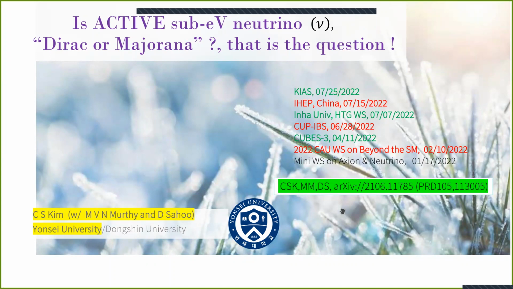So today the title is as shown here: is a sub-eV active neutrino Dirac or Majorana? People try to find whether it is Majorana or Dirac by using neutrinoless double beta decay. That's been the whole idea for a long time. But actually, I think I found an alternative to find out if the sub-eV neutrino is Dirac or Majorana. This work is with Muti and Sahu.